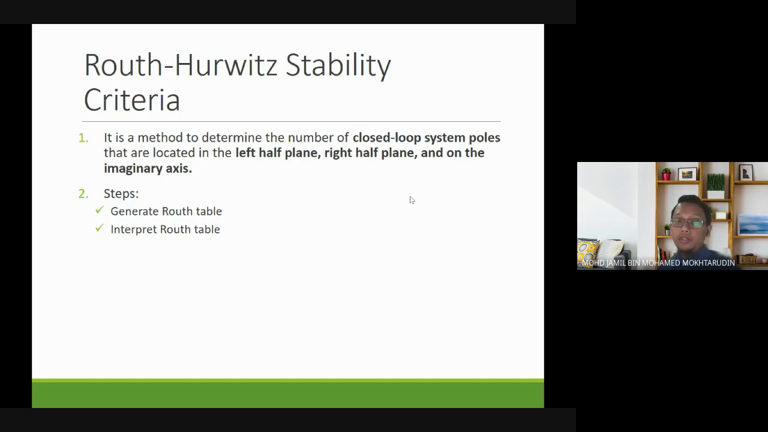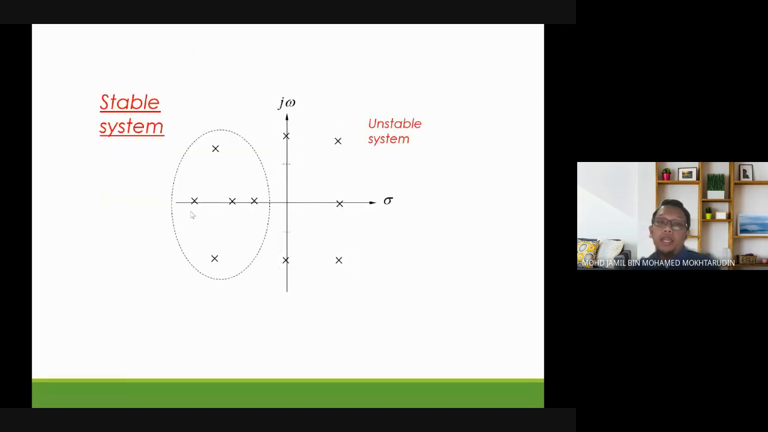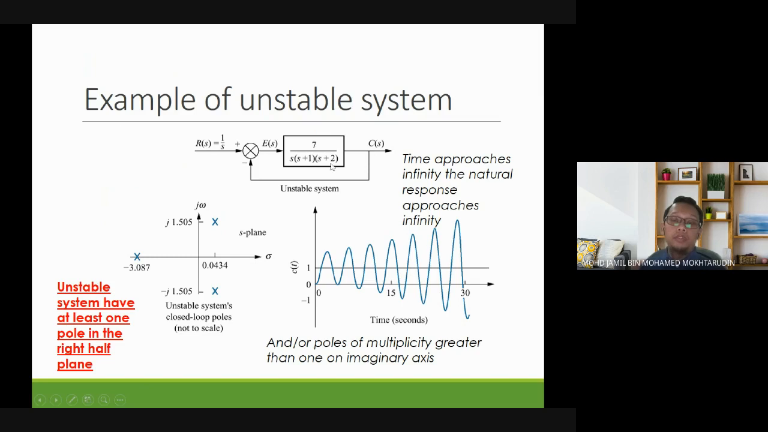Okay, now let's look at the Routh Hurwitz stability criteria. It is a method to determine the number of closed loop system poles that are located in the left half plane, right half plane, or on the imaginary axis. So it's a method to determine how many poles are located on the left hand side, right hand side of the S plane, and also on the imaginary axis. You can actually determine the poles by finding them straight away from the transfer function.